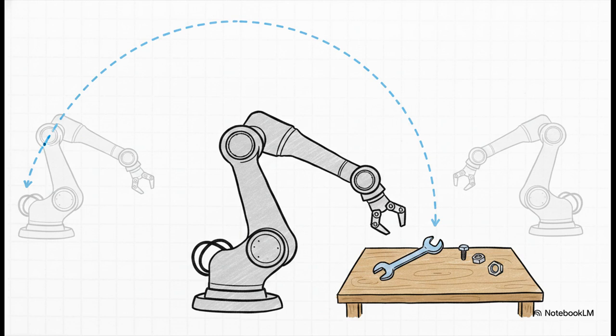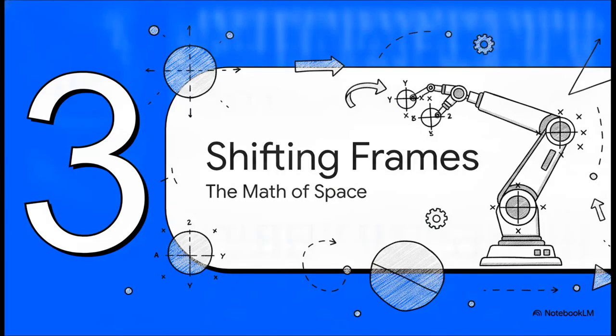Let's say you want a robot to simply reach out and pick up a cup from a workbench. The computer already knows the target location of the cup, sure, but to get the robot arm to safely move its gripper to that tool without crashing, the system has to continuously solve inverse kinematics over and over again to plan the exact precise angles for every single joint along that desired path. Which leads us right into our third section, shifting frames of reference, the math of space.